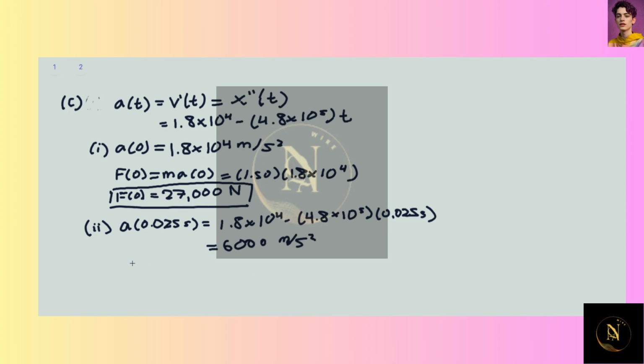And then do the same thing we did earlier. I'm going to use a little bit of shorthand. F is equal to ma, but specifically at 25 milliseconds. Go ahead and plug that in: 1.50 and then 6,000 for our acceleration, to get a force of 9,000 newtons. So the acceleration decreases as the chicken goes through the barrel. And we're finally done.